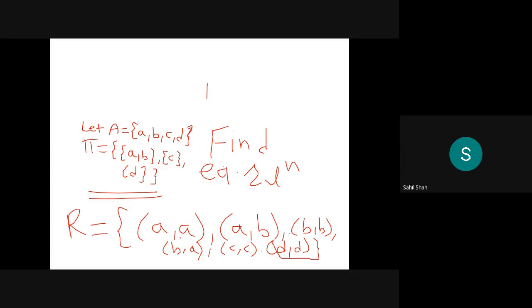So in your examination, you could have such examples for 6 to 8 marks. They will give you a partition as well as a set. You have to find the relation. Are you getting it? Okay. So based on this, can you try the other one? I will write the example here. Let me check if you are able to solve this accurately.